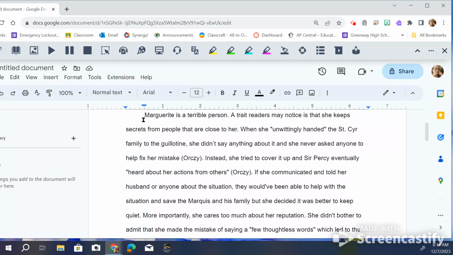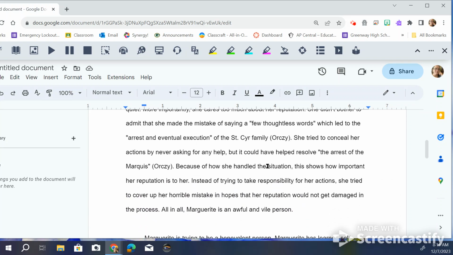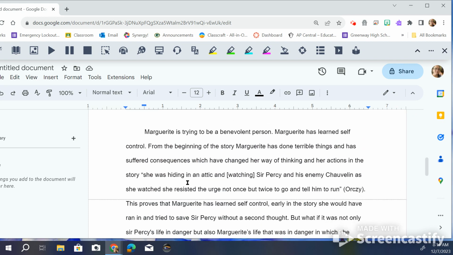So, this whole paragraph is going to focus on Marguerite's terrible. All of this will be evidence that she's terrible. You'll have two different arguments for why she is terrible. One idea, one paragraph. Now, after we have Marguerite's terrible, we then have another paragraph. Marguerite is trying to be a benevolent person. She's learned self-control, blah, blah, blah.